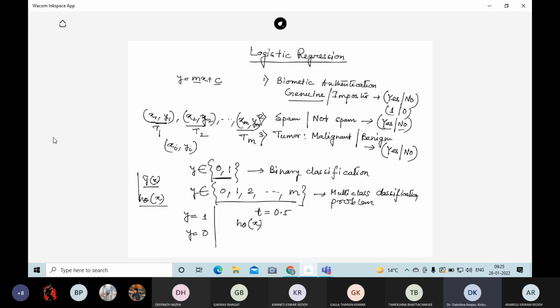So if h theta x is found to be greater than or equal to the threshold 0.5, then we can infer this decision by assigning 1 to the predicted value. That means 1 becomes the class level. Or if the predicted value is found to be less than 0.5, then we can assign the class level 0.